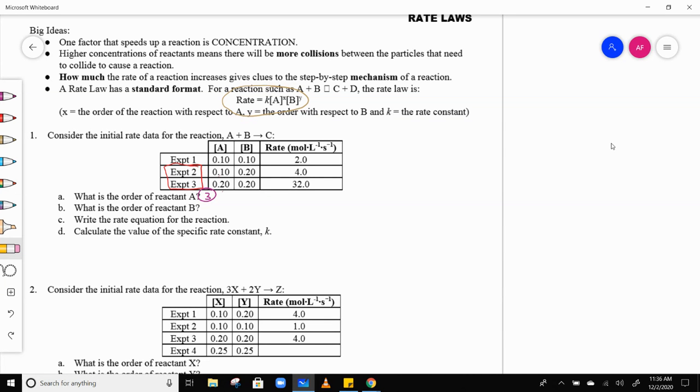All right, well, I missed the recording of the first part here, but that's okay. We'll continue on with B. So we figured out A. Now we've got to figure out B.